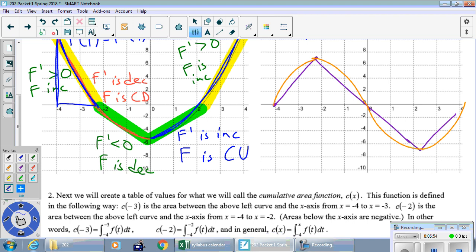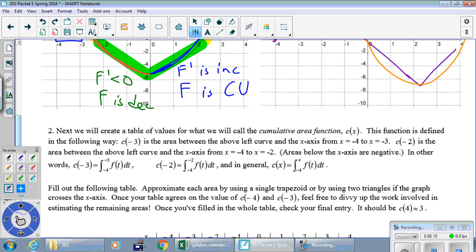Oh, sorry, no, that's not that at all. I should have stopped at -3. So we'll wait for that thing to fade. There it goes. So the area that we were talking about should have been right there. The area in that space is our definition for C of -3.